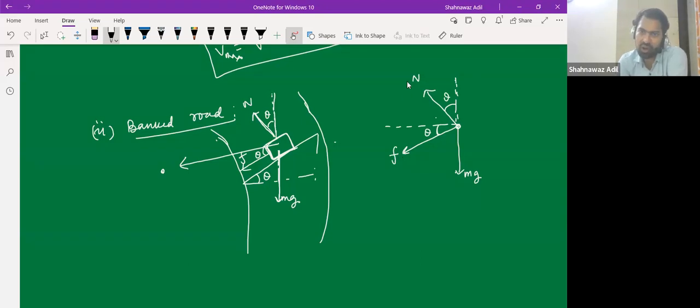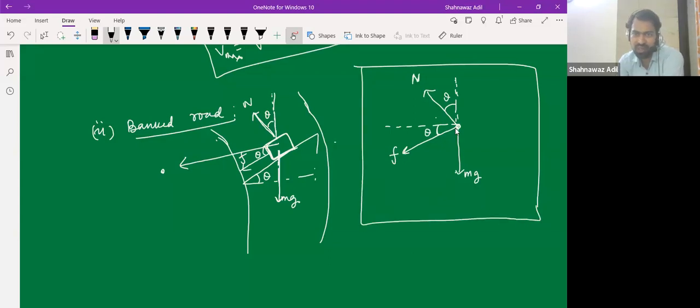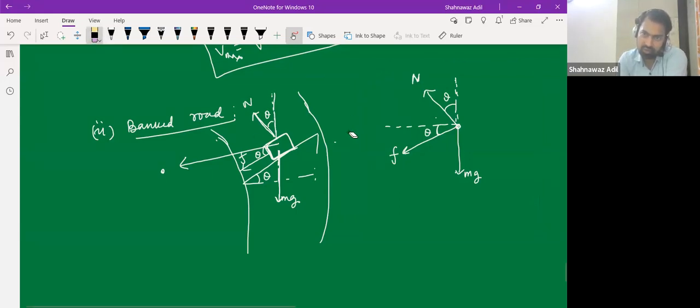So now you tell me how many components would be there for this normal reaction. Remember, if you know this diagram, then all the things are clear. This diagram is very important, right? Yes, sir. So what would be this component? This is normal reaction along this direction. This is theta, this is normal reaction. What would be this? Sir, cos theta. N cos theta, right? Yes, absolutely right. And what would be this? N sin theta, right? And remember, this is the direction of the centripetal force, right? Yes, sir.